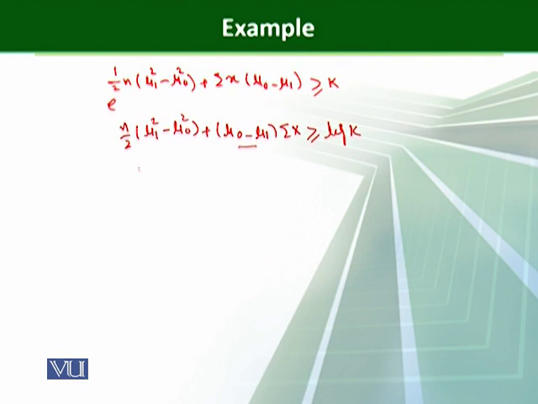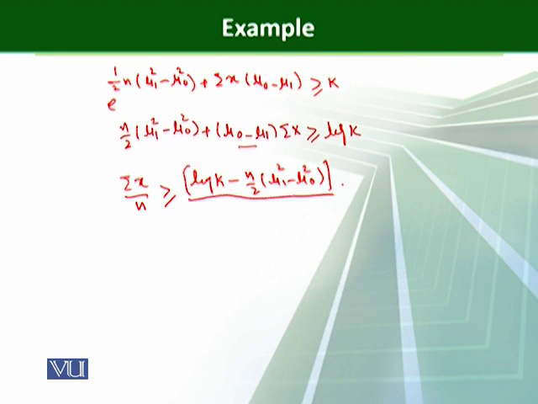So actually we have that is some x, and we just divide it by n and also divide by the other side, so that is basically greater than or equal to log k minus n by 2 (mu 1 square minus mu naught square) divided by n, which we divided on this side as well, that is n, and that is mu naught minus mu 1.